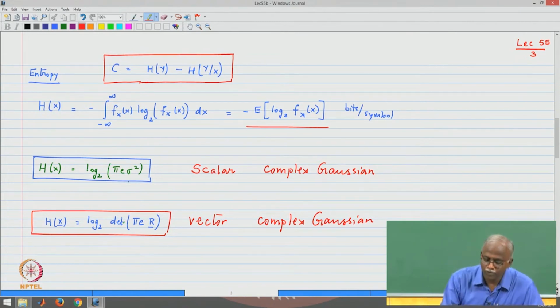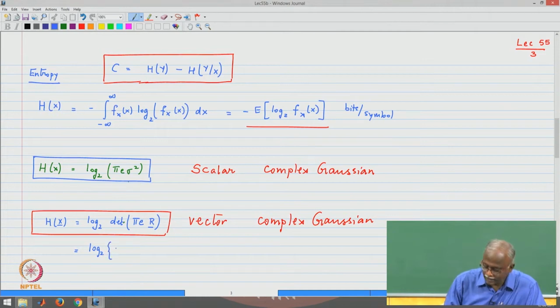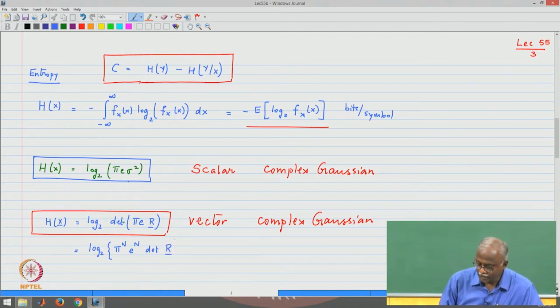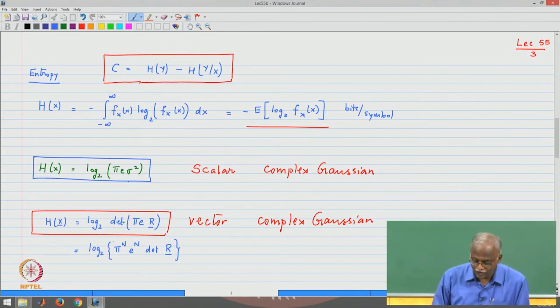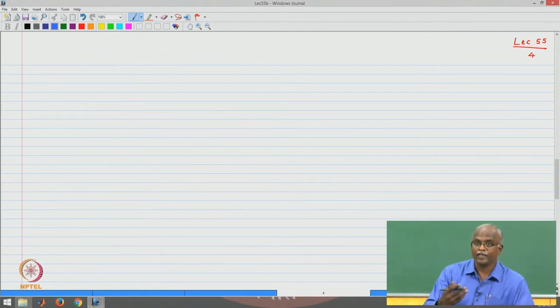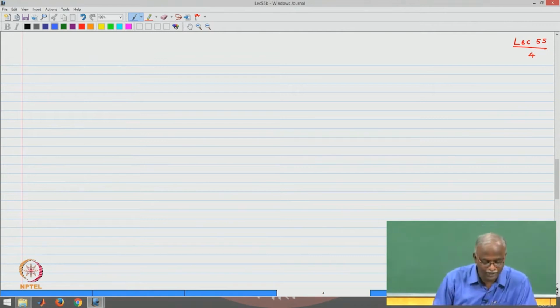So this form can also be written in the following way: logarithm base 2 of (pi e) to the power n times the determinant of R, where n is the dimension, since R is n cross n. So this form is also useful for us sometimes in our discussion. Given this framework, now let us quickly get the key observations and results.